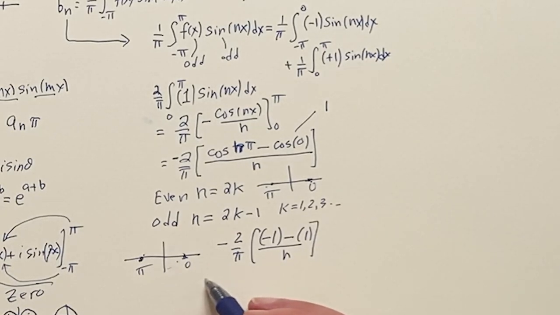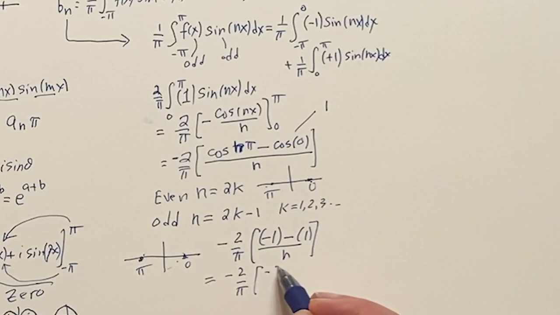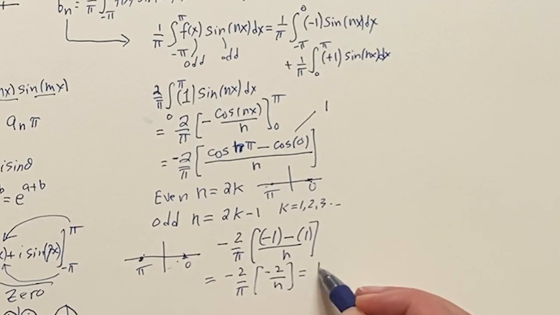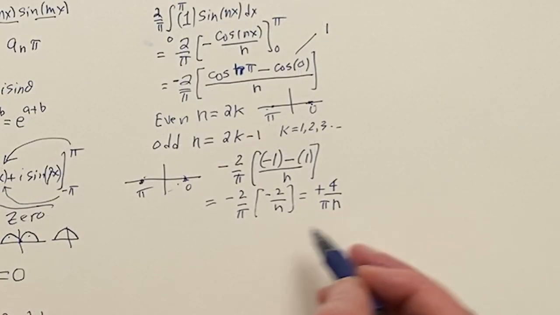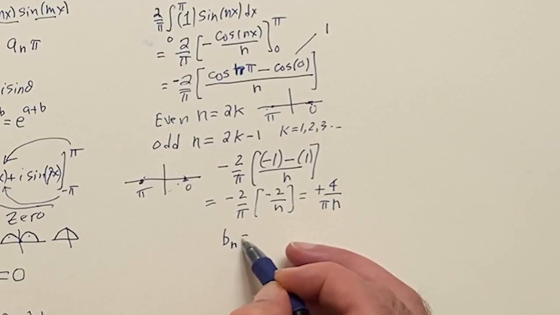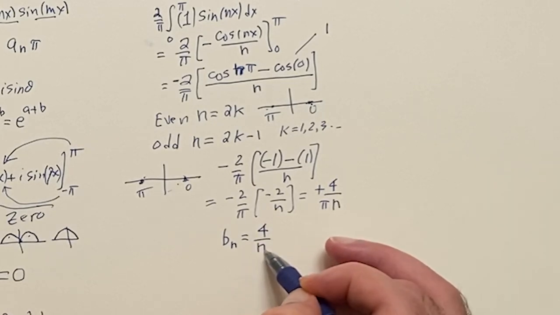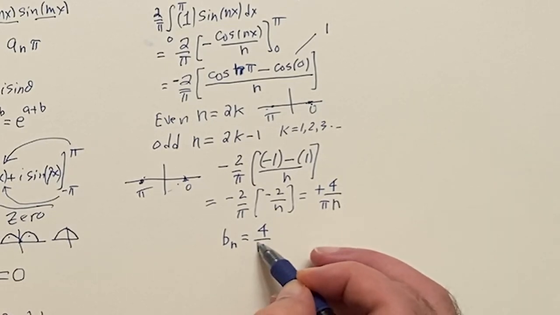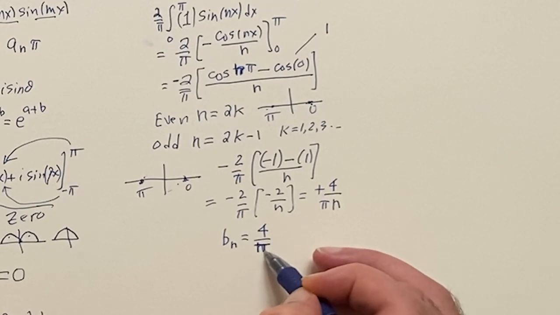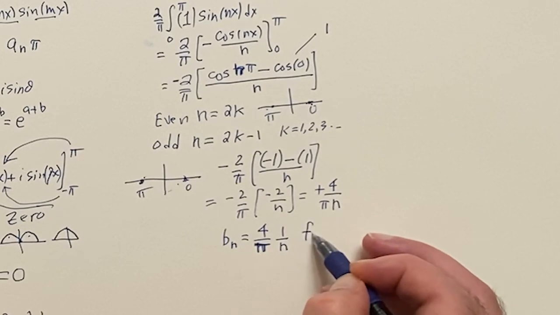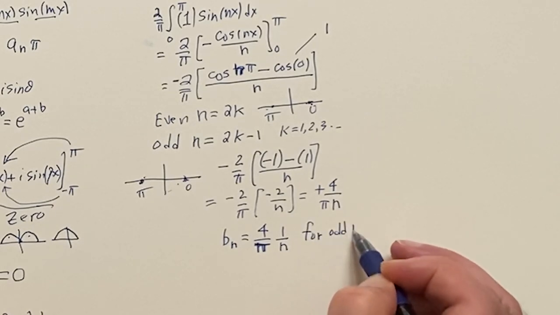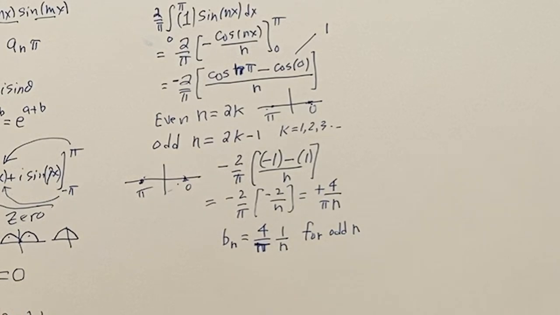And now you see this, all these minus signs are going to cancel. Let's keep that minus sign for now. This is minus 2 over n, so this is a plus 4 over pi n. So in other words, bn is going to be 4 over pi, let's do it that way so we can have the n second. I like this better. And then just remind us that this is for odd n. So that's the answer. We're done.